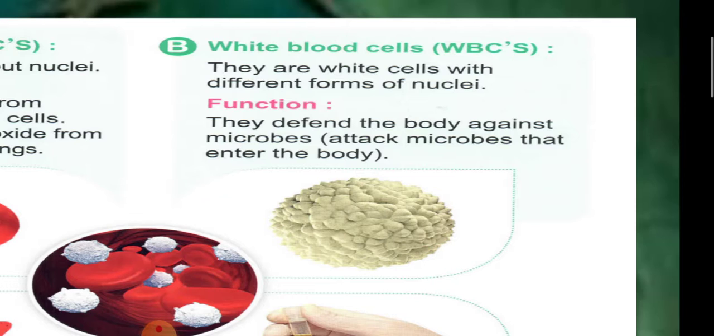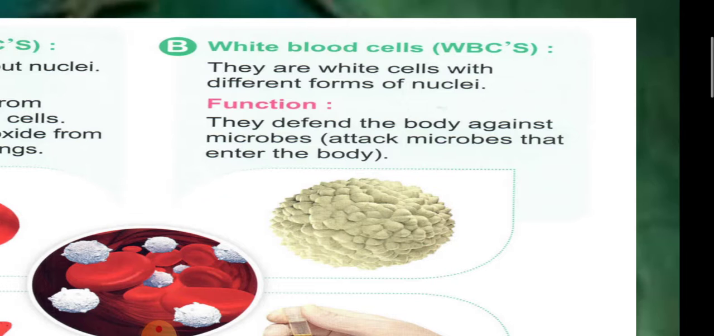The white blood cells are cells with a white color, so they are white cells, but with different forms of nuclei. So again, the white blood cells are white cells with different types of nuclei.